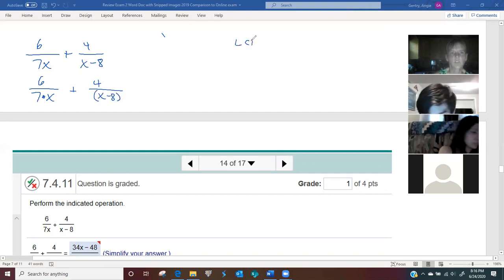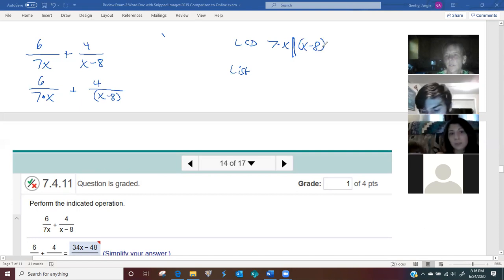And then you find your LCD. And your LCD, you have a 7x and you have an x minus 8. Do you see how this x is not going to cover that x? This is kind of important. Is it because the x is part of another number? It's because this is factored, you see? This isn't factorable. If I tell you to factor x minus 8, you say I can't. It's just x minus 8. So it's a binomial that goes together. You can't just take a piece away.